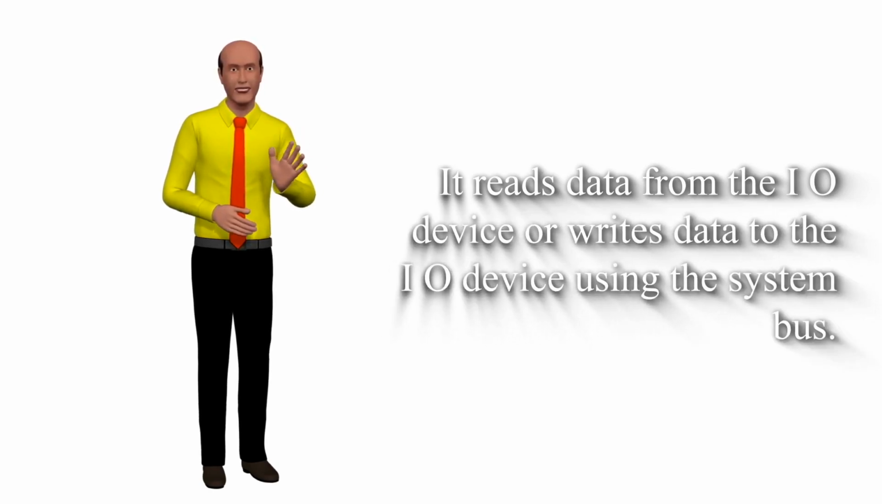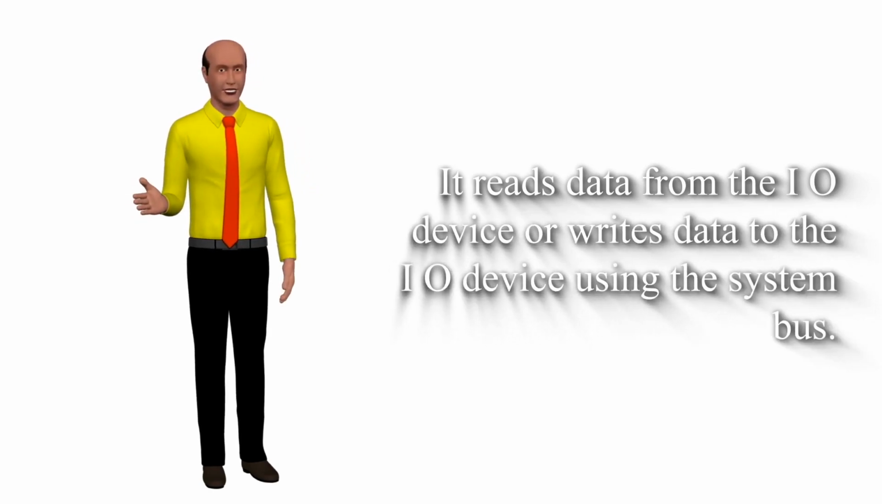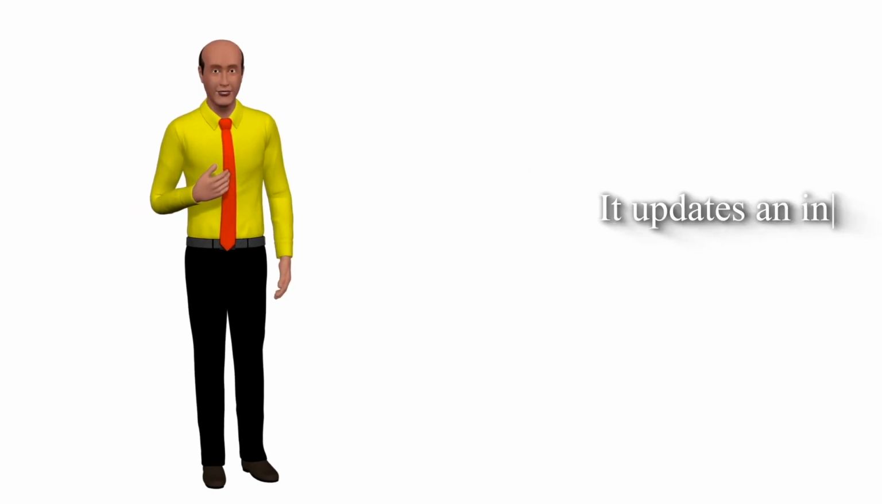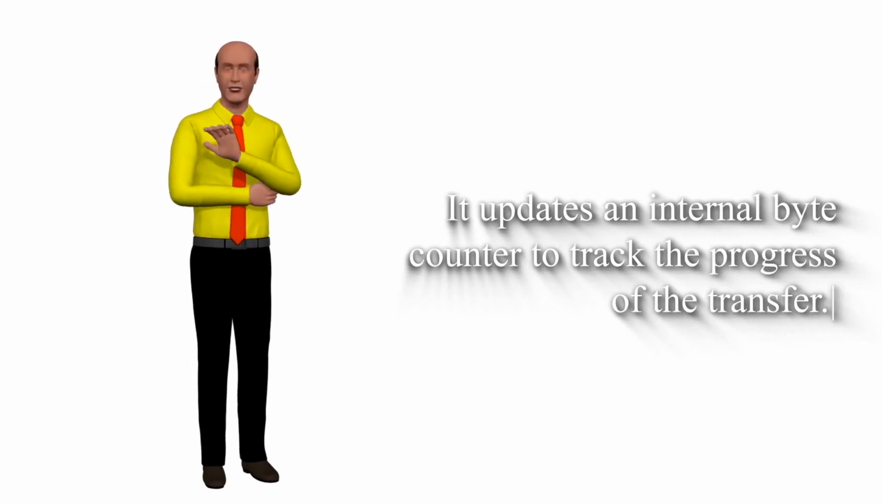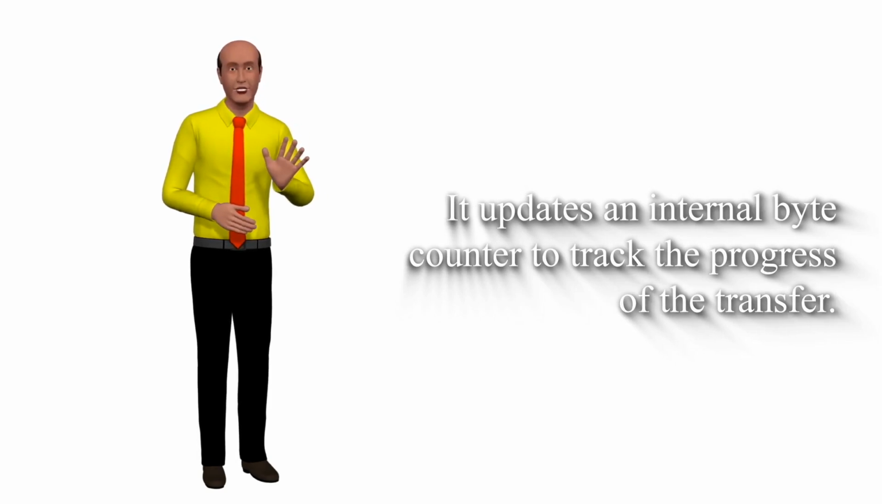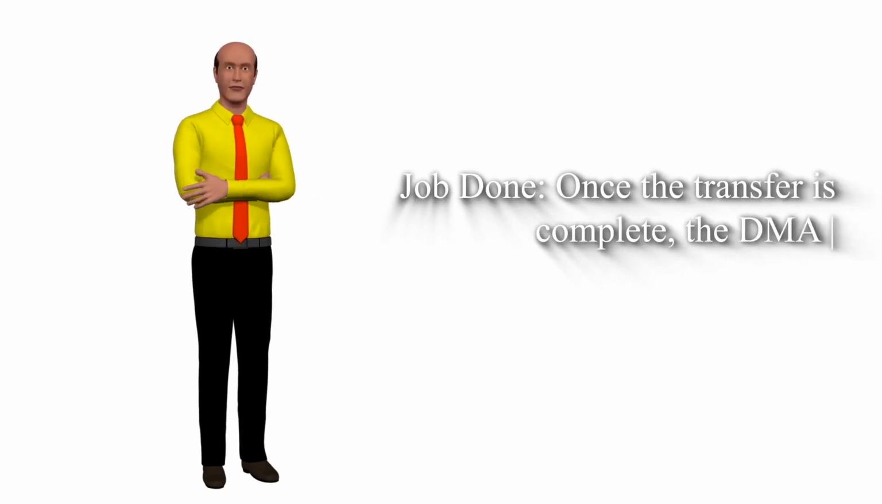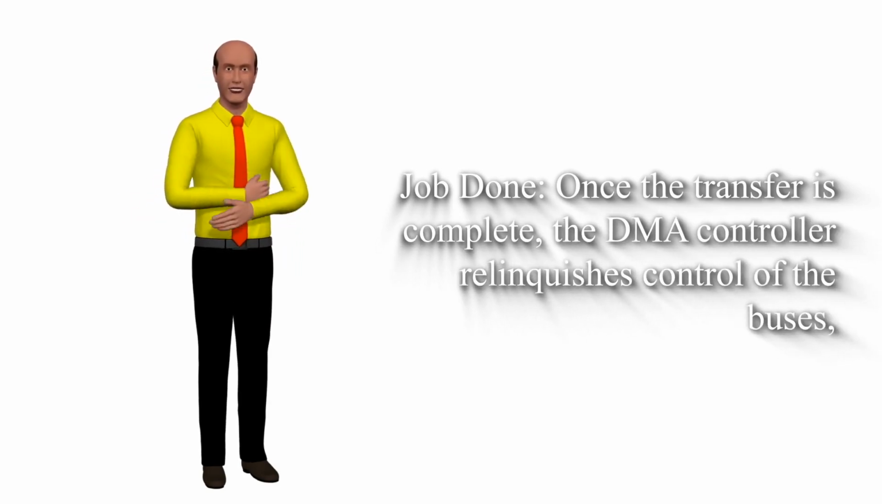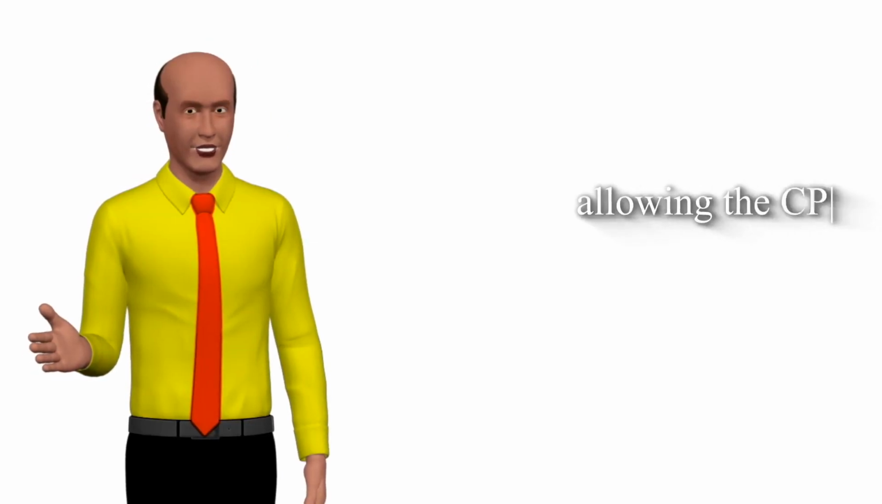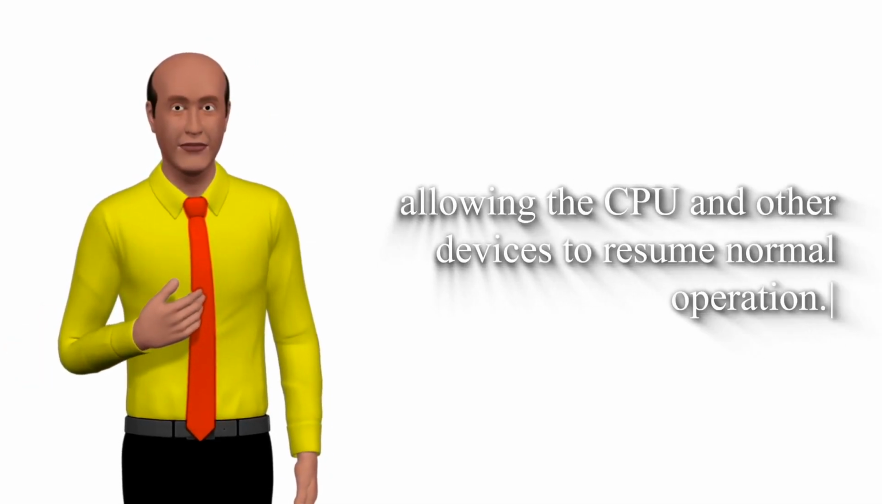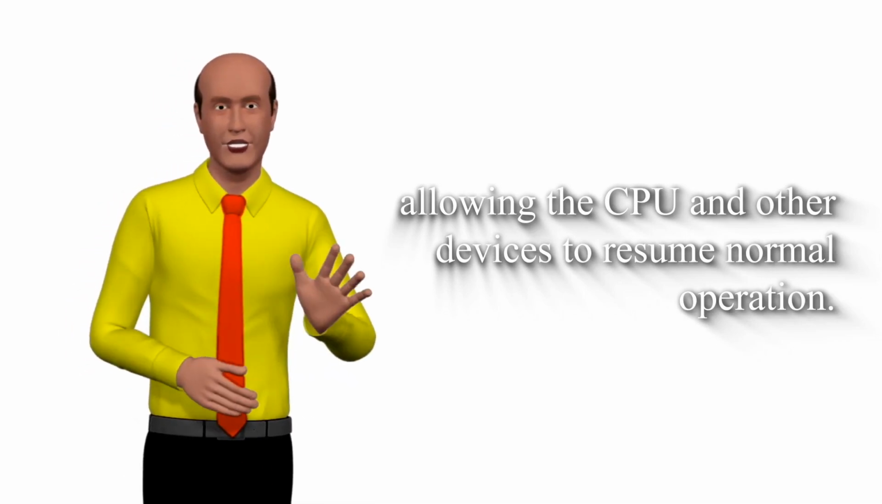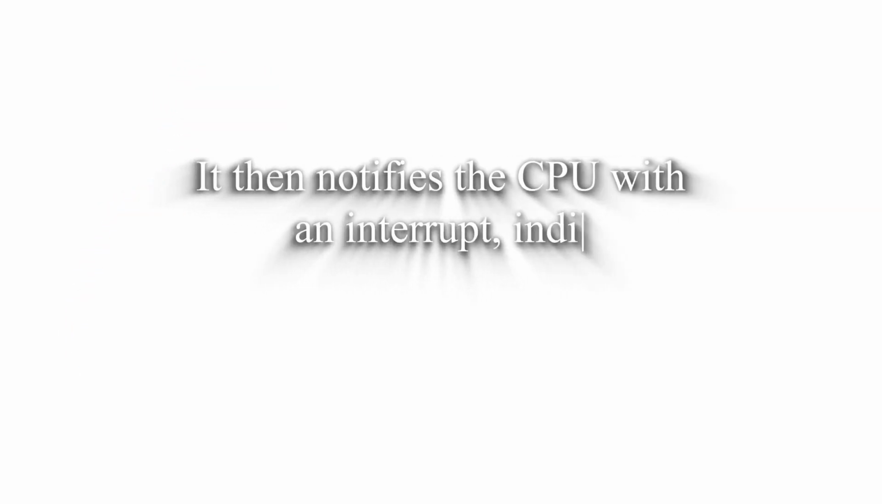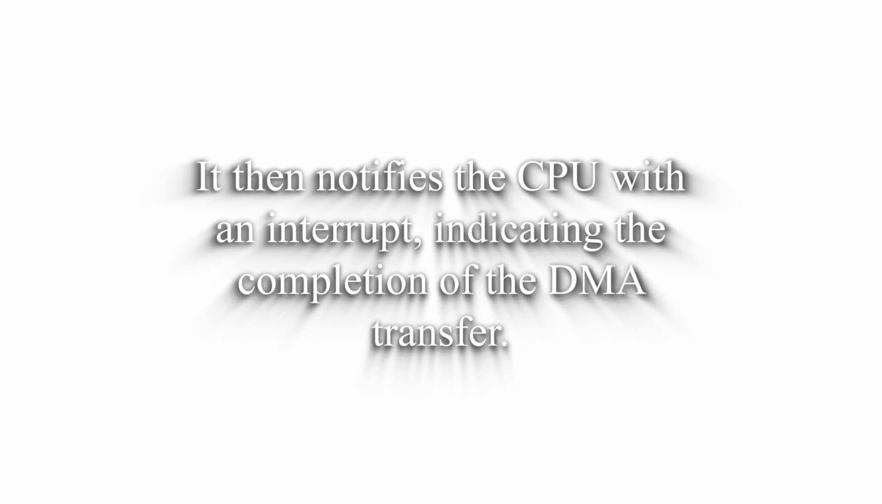It reads data from the I/O device or writes data to the I/O device using the system bus. It updates an internal byte counter to track the progress of the transfer. Job done. Once the transfer is complete, the DMA controller relinquishes control of the buses, allowing the CPU and other devices to resume normal operation. It then notifies the CPU with an interrupt, indicating the completion of the DMA transfer.